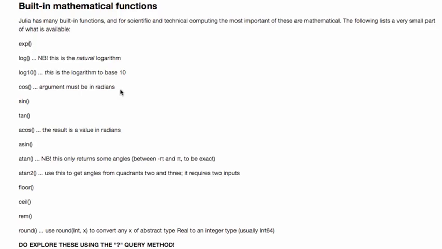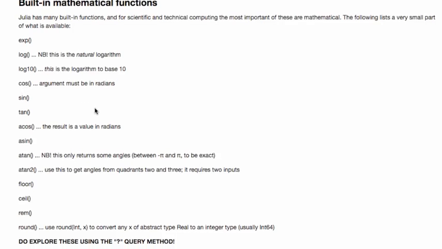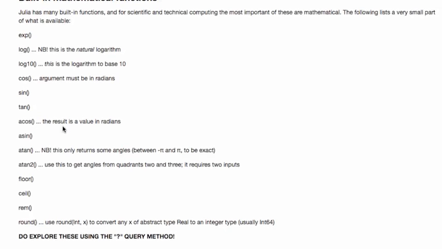Cos, we've seen, the argument must be in radians. Cos, sin, and tan are the usual ones. Acos is the inverse, the arc cosine, and it returns to you a value in radians.